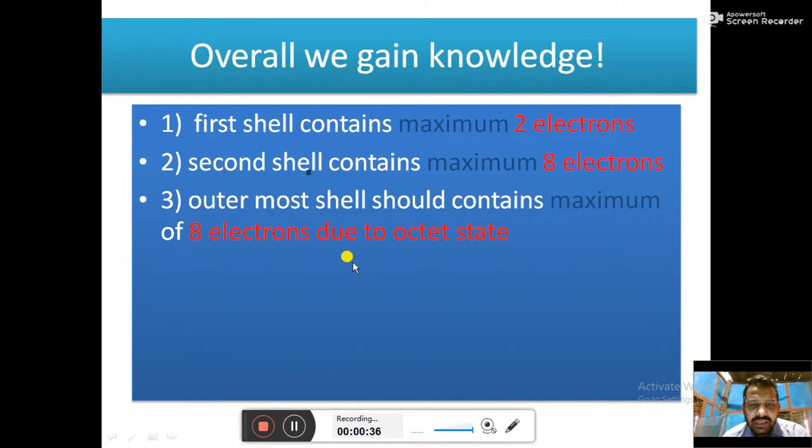And the outermost shell should not contain more than 8 electrons, but it can contain 1, 2, 3, up to 8 electrons. It cannot hold more than 8 electrons.